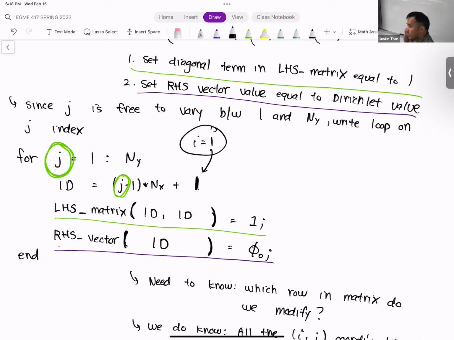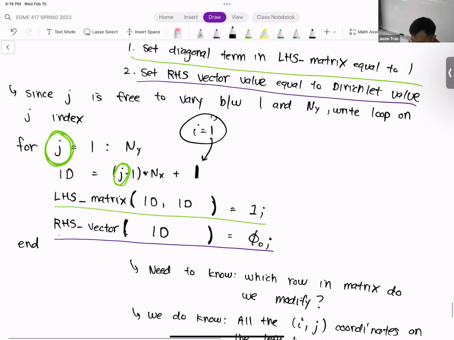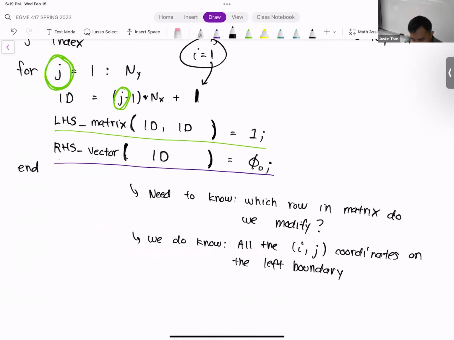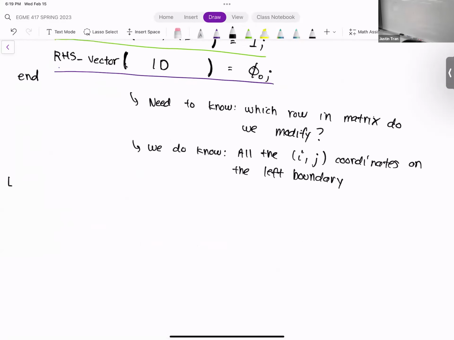Any other questions on this code here? Okay. All right, so let's do a Neumann boundary condition, and then we'll go from there. Let's do a Neumann condition on the top boundary.